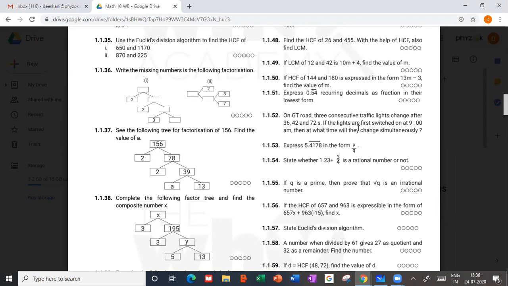Okay, on GT road, 3 consecutive traffic lights change after 36, 42 and 72 seconds. If the lights are first switched on at 9 a.m., then what time will they change simultaneously? Who can tell me how to do this?